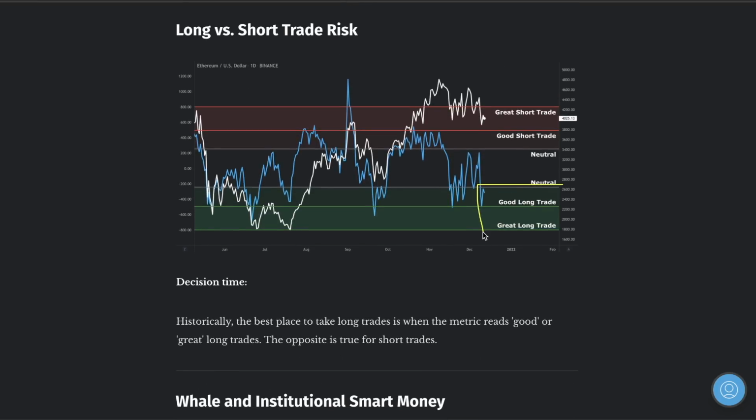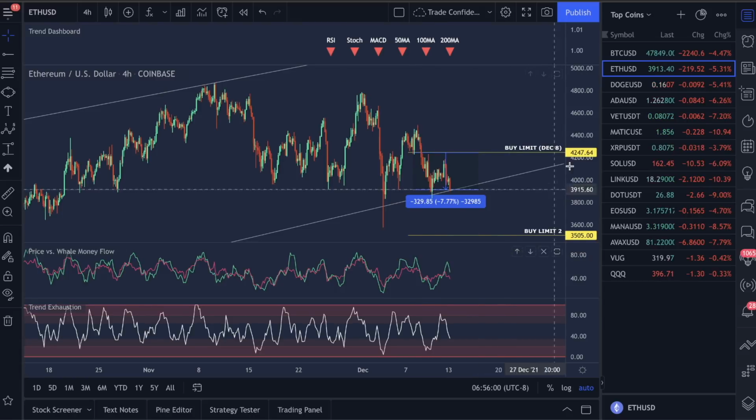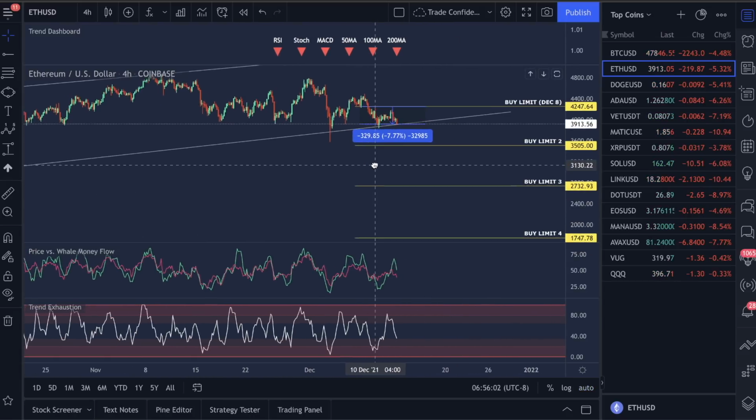I believe favors are set on the long trade side, so long trades are going to be in favor. Well, institutional smart money, the best thing to do right now in my opinion is what whales have been doing the last few days. It's acquiring long trades. Exactly what we are doing, guys. We have 3 buy limits still to be hit over here.